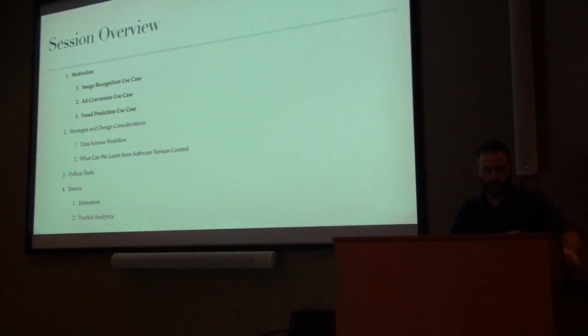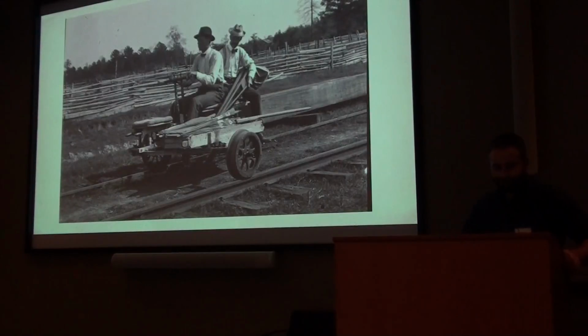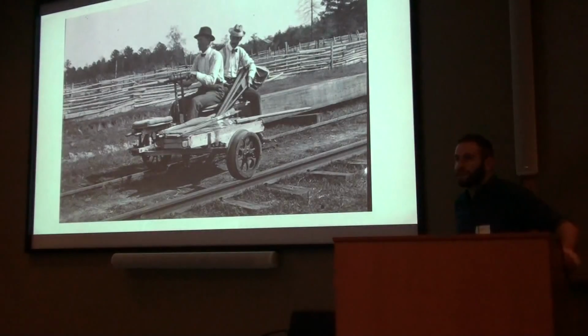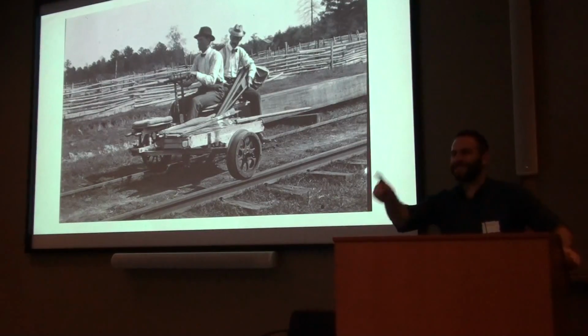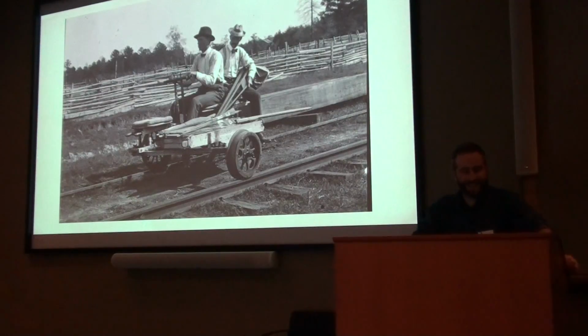So, getting started, let's talk about motivation. Does anyone know what this is? Anyone? It's the track car that they would use when they were building the railroad. I don't know what it's called. Yes, it's called a hand car. It's a pump trolley. Exactly. So this is a railroad car that is manually operated by hands.